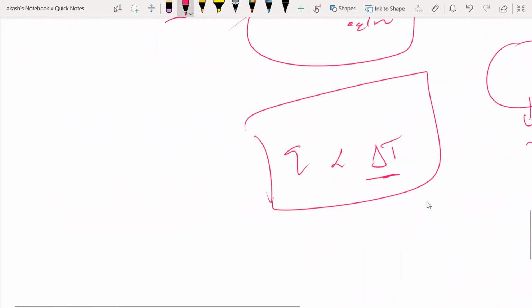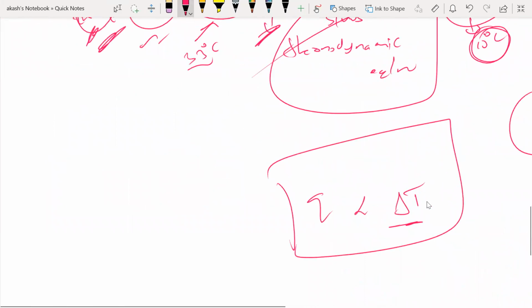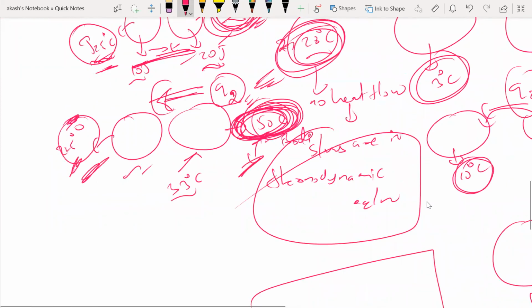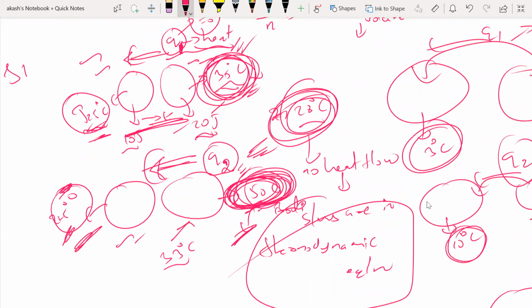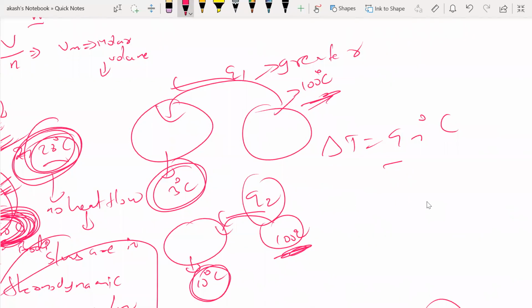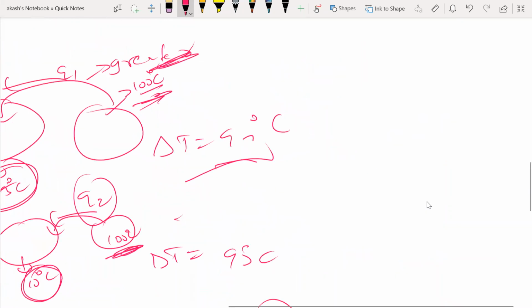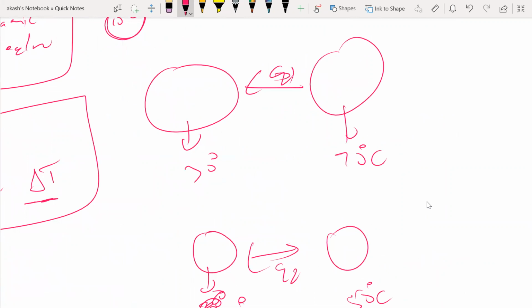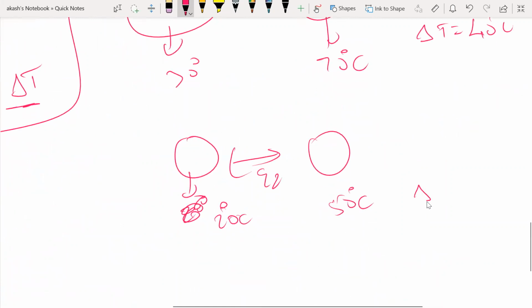Let us take the first case. The delta T, who is greater, we decided, right? And if you go to this case, the temperature difference is 97 degrees Celsius, because 100 here and 3 degrees Celsius there, and here delta T is, I don't know, 90 degrees Celsius. Again, we said that this was greater because higher T, higher delta T. And in the other case, we can say that here the delta T is 40 degrees Celsius. Here the delta T is only 30 degrees Celsius.